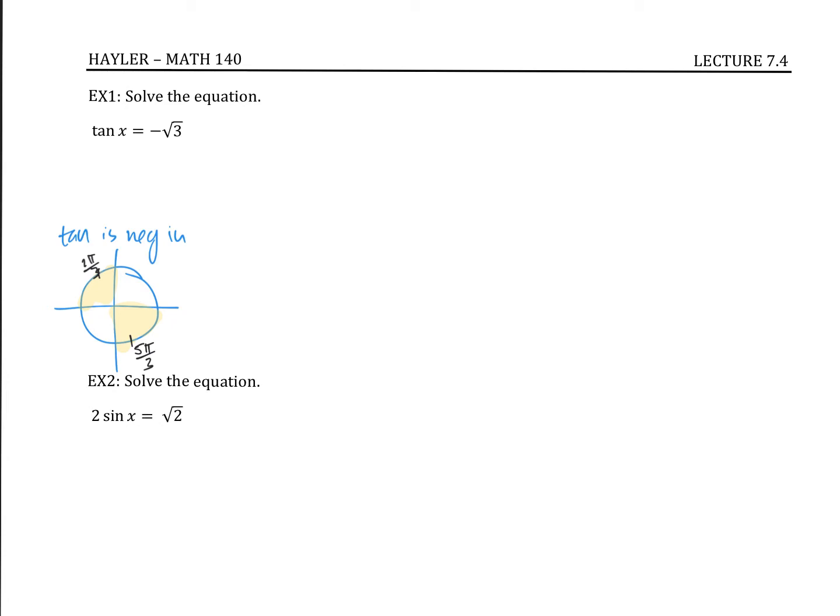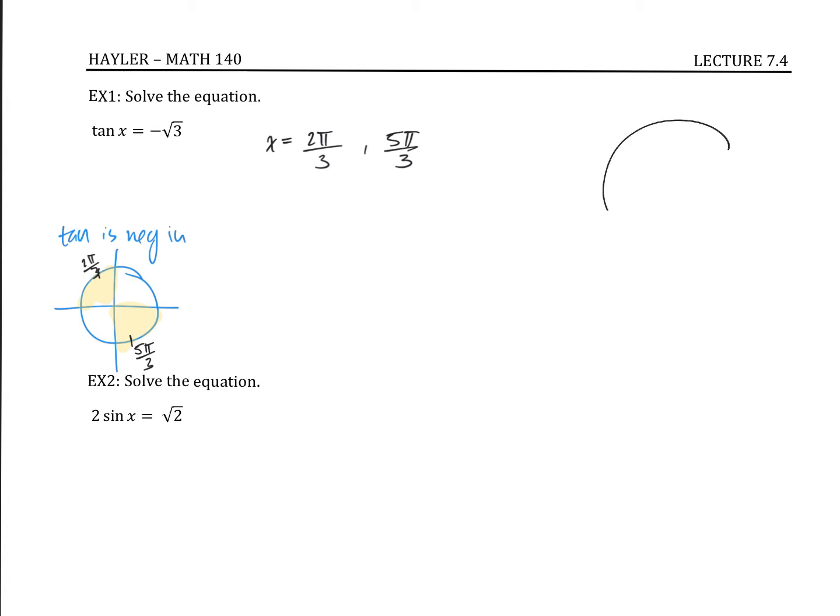Now, these are just some of the values for when tangent will equal negative root 3. So we know at 2 pi over 3, and then also at 5 pi over 3. But this is not actually our answer, and you might say, why?